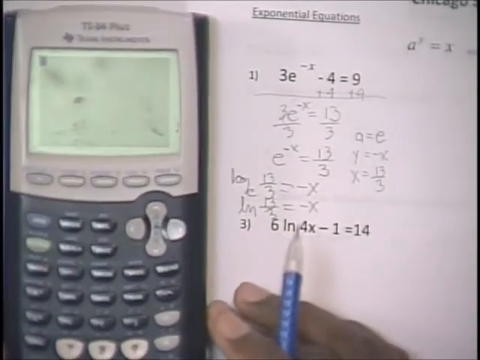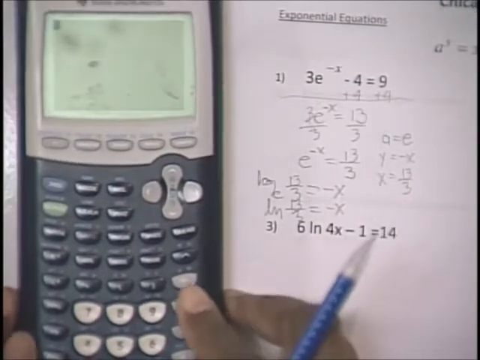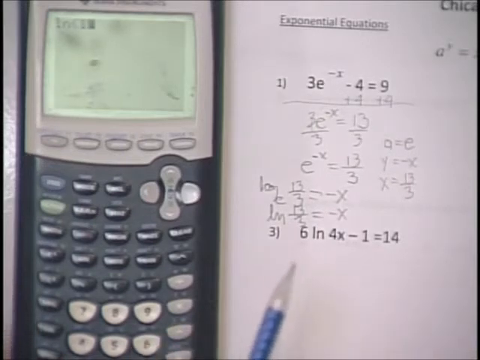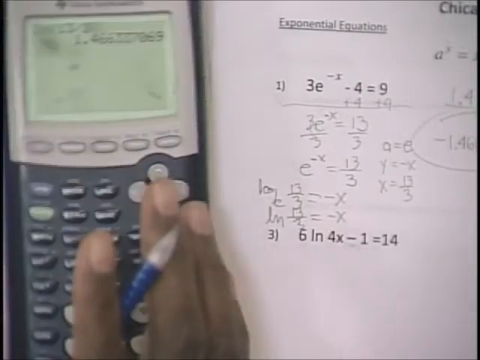The natural log button is the ln button. I don't know if you can see that. Natural log button right there, ln. Natural log of 13 divided by 3, and you end up with 1.466 is equal to negative x. You divide by a negative 1, and you get x is negative 1.466. Final answer.